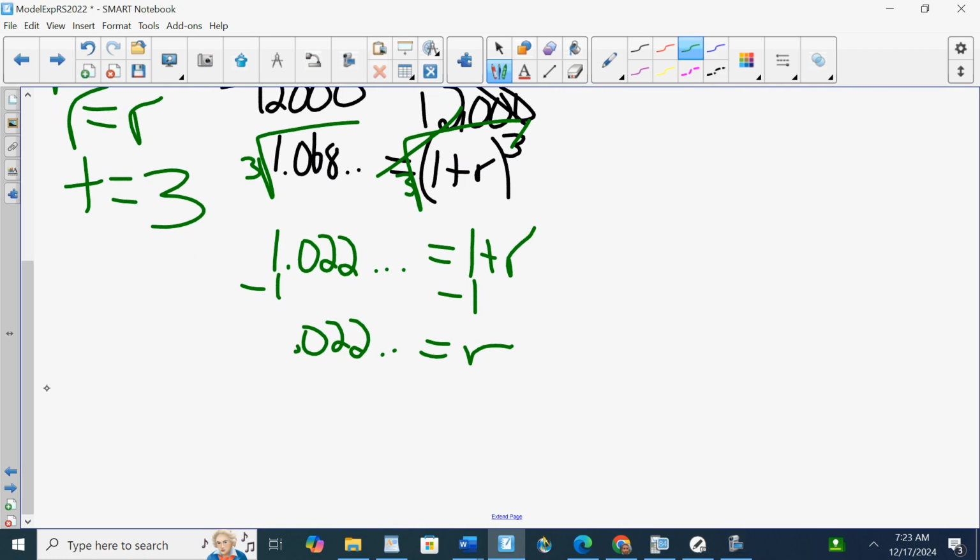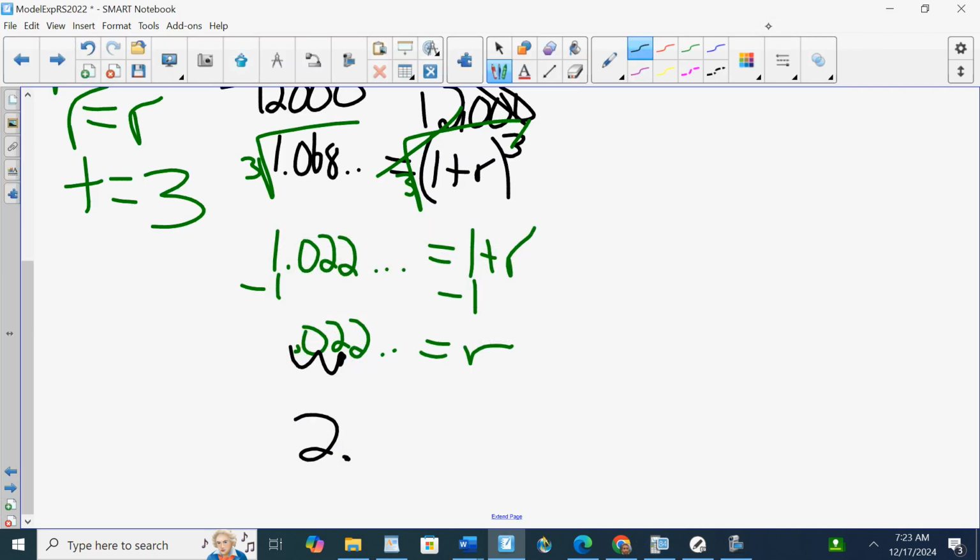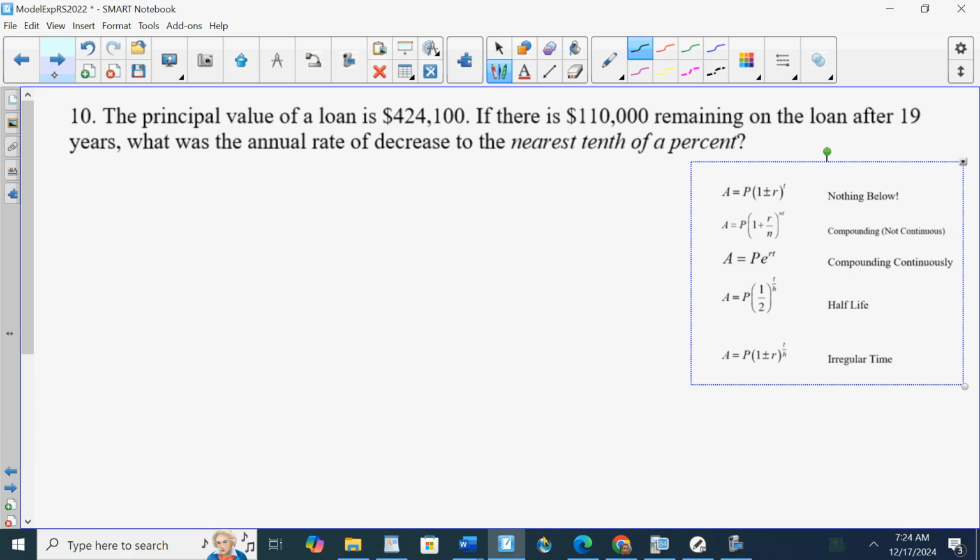So now I multiply it by 100 or move the decimal over 2 places. Let's just get one more digit there, 1.0223. So that's going to be 2.2%. So if you're finding the rate, you're going to have to root it once you isolate the 1 plus r. So you'll see one of those.